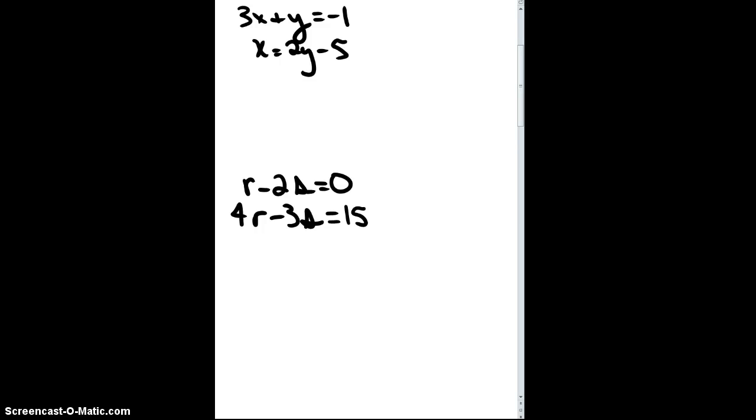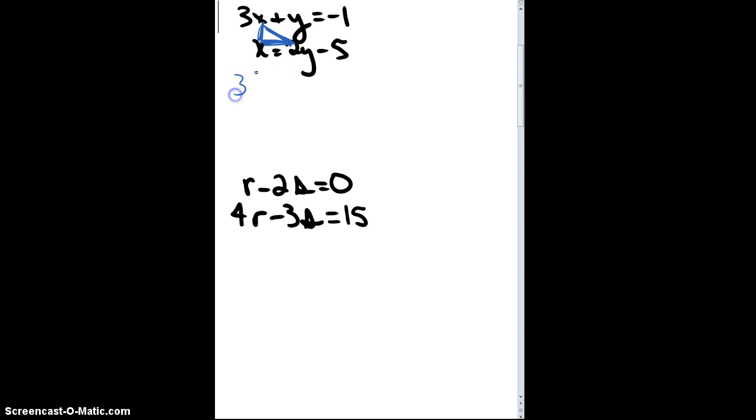All right, here we're going to do a couple examples of the substitution method. This is perfect when you have x equals or y equals, when you can sub in. So I know that these two x's are equal. I know that this x is equal to 2y minus 5. So therefore I can sub in the 2y minus 5 where that x is. If a equals b and b equals c, then a has to equal c. So I can sub that in there.